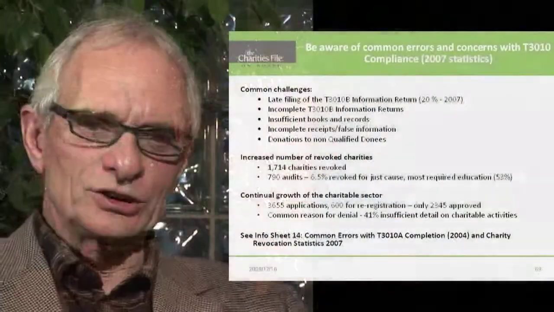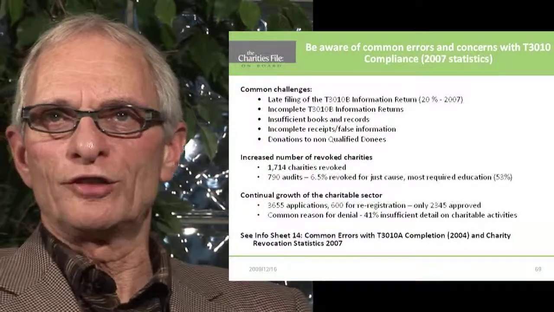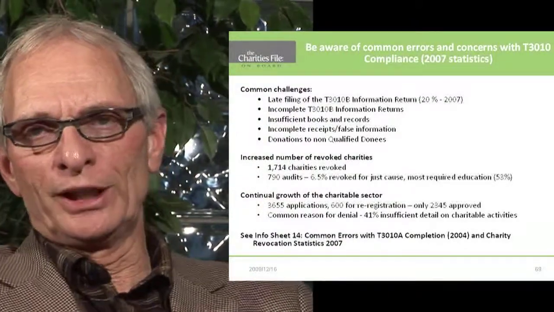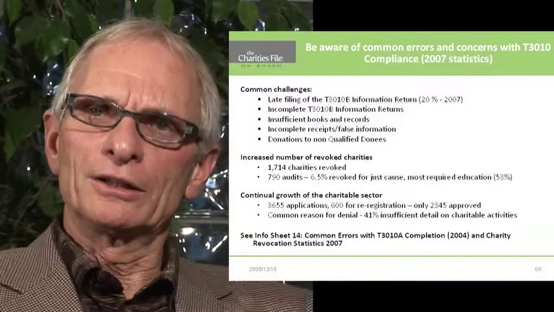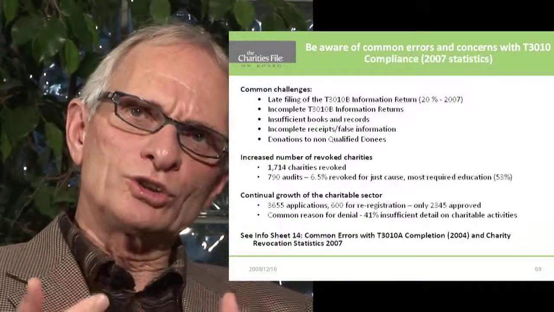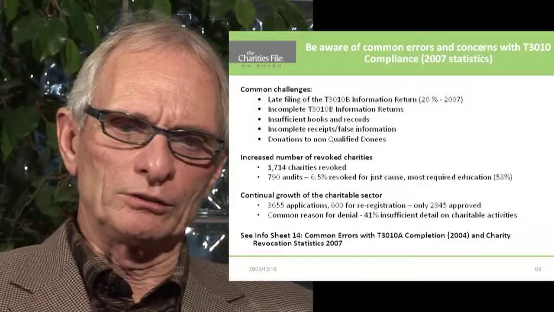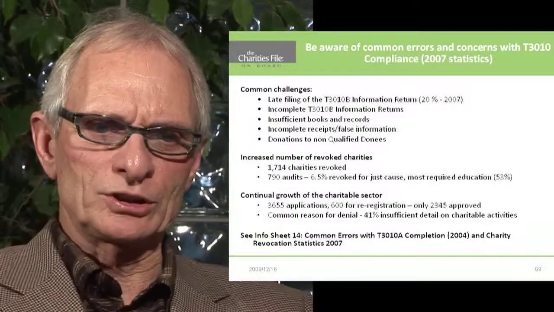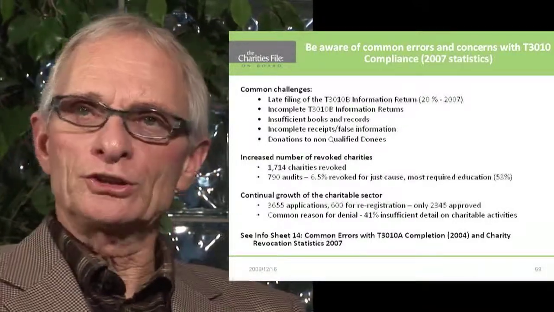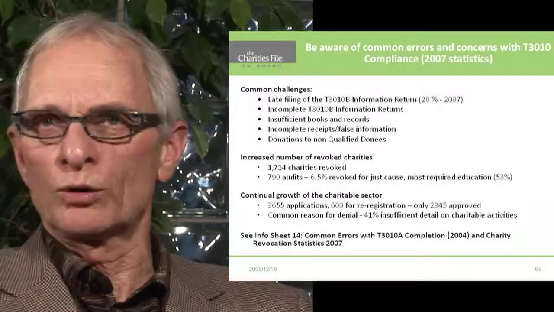To assist charities, CRA has put together a list of common errors or concerns in regards to 3010 compliance. So for example, the most common concern that CRA has is the late filing. Over 20% of organizations file late, which creates a sanction and penalty issue. But for those that do file, then there's issues around incomplete information on their returns, insufficient books and records, incomplete receipts or false information, or donations to non-qualified donees.